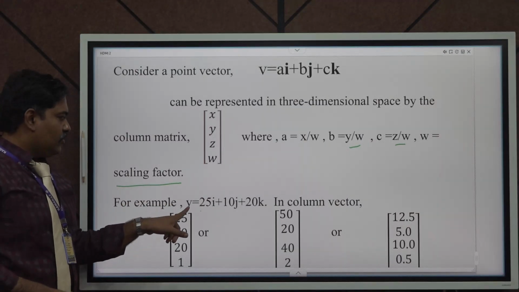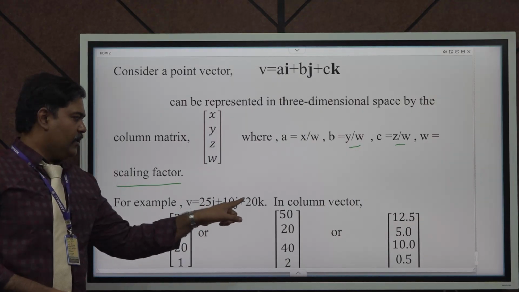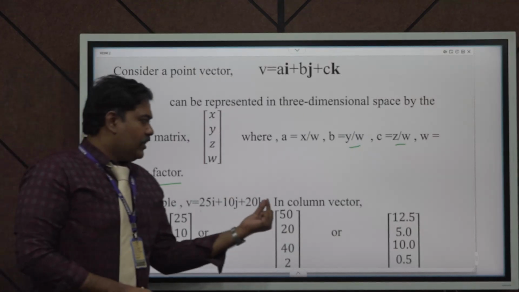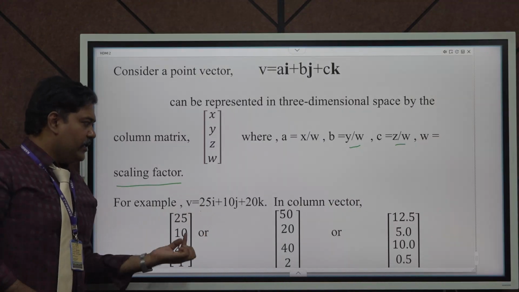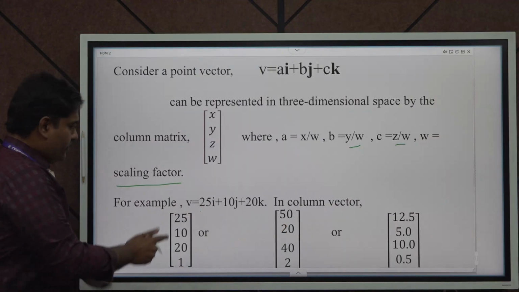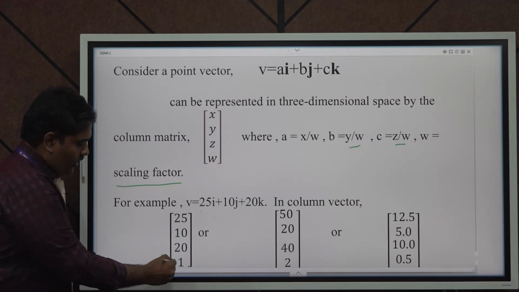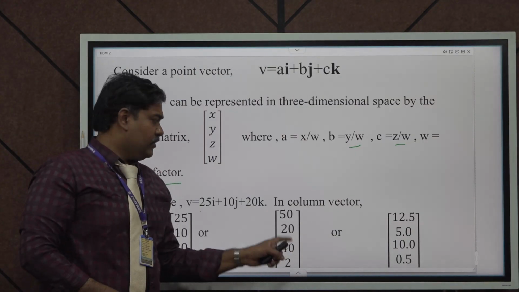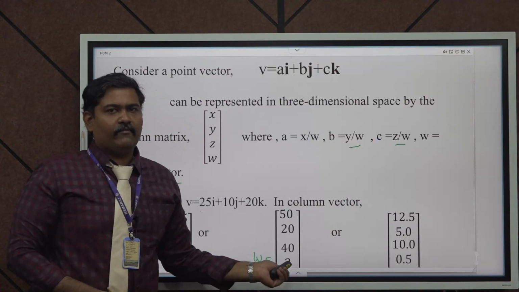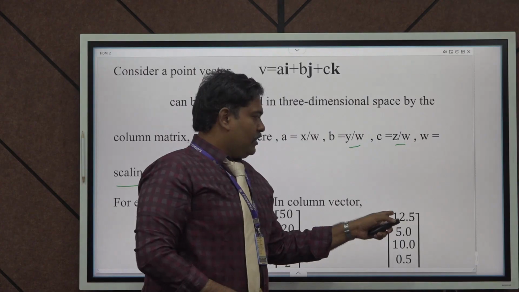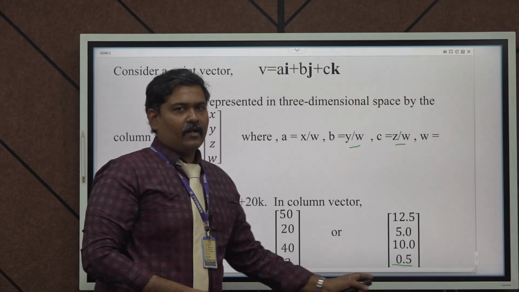For example, a point vector V can be written as 25I plus 10J plus 20K. It can be represented as a column vector. We can represent this vector in any of 3 forms. It may be 25, 10, 20, where W is equal to 1. Or it can be written as 50, 20, 40, where W is equal to 2, that is scaling factor W is equal to 2. Or 12.5, 5.0, 10.0, 0.5, where the scaling factor is 0.5.